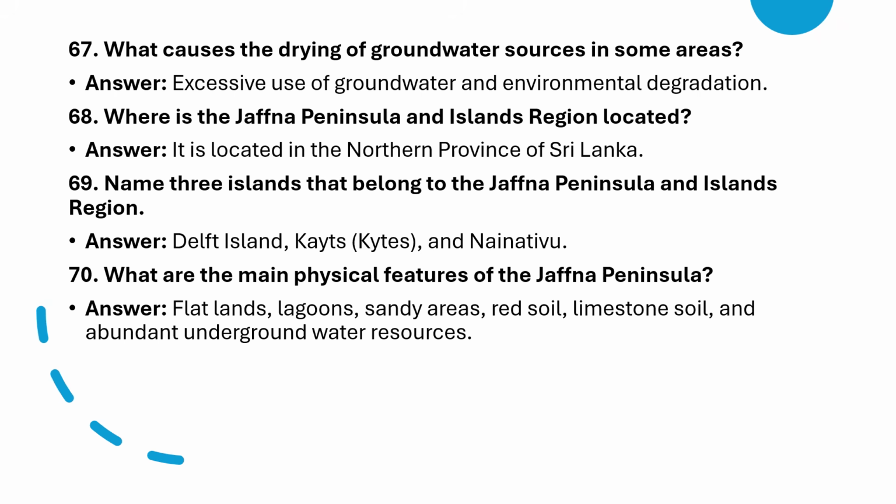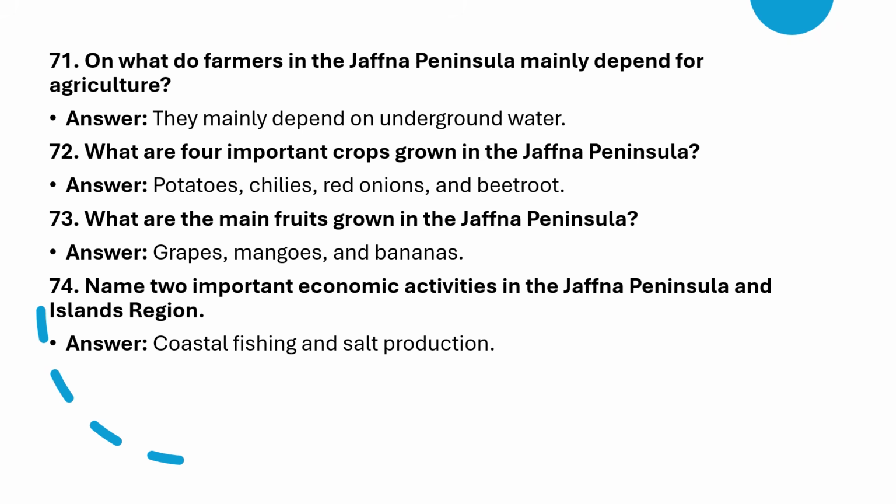What are the main physical features of Jaffna Peninsula? Answer: flatlands, lagoons, sandy areas, red soil, limestone soil, and abundant underground water resources. On what do farmers in the Jaffna Peninsula mainly depend for agriculture? Answer: they mainly depend on underground water.